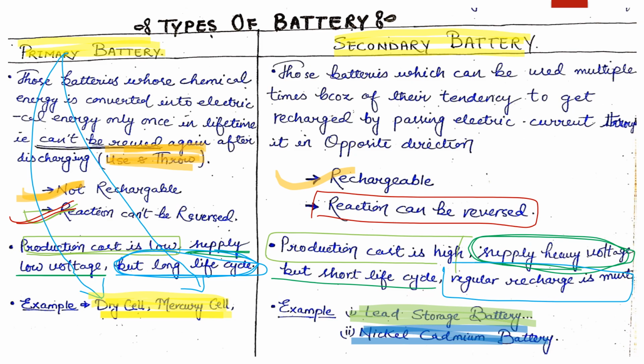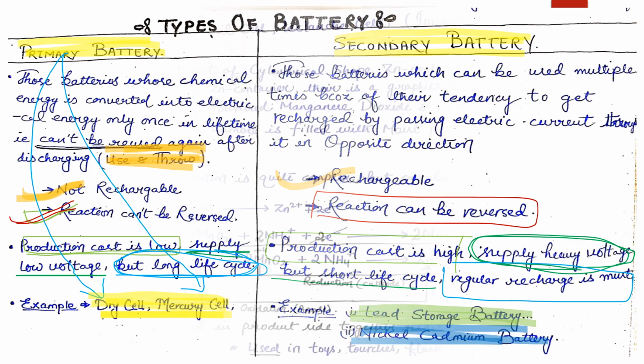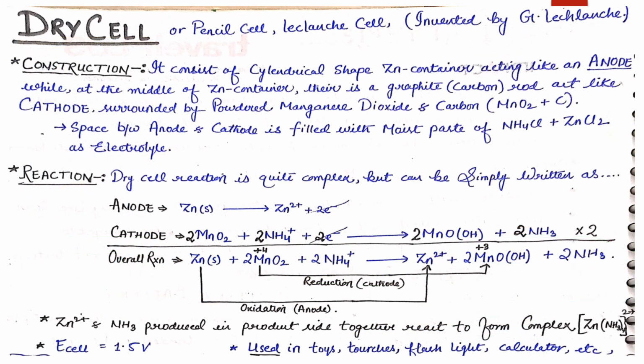Moving onward. Now these are the types of batteries which we will learn in detail. The dry cell is a primary battery, also known as the pencil cell because it looks like a pencil, and also known as the Leclanche cell, because it was discovered by Leclanche.